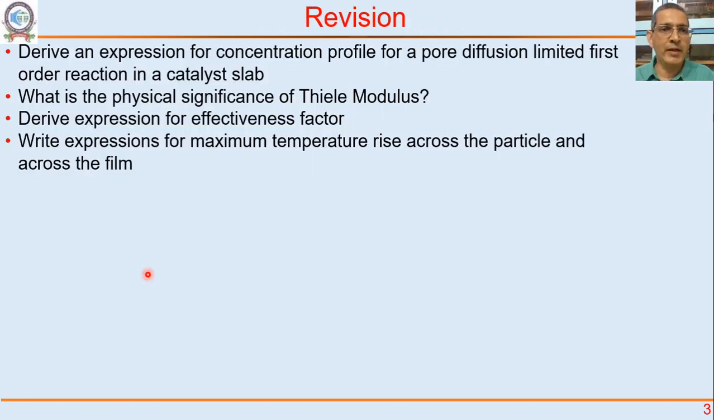Just to help you to revise, these are the things that we have done up to the last class. In the last part of the syllabus, I want you to derive an expression for concentration profile for pore diffusion limited first order reaction in a slab. What is the significance of Thiele modulus? Derive an expression for effectiveness factor. Write expressions for maximum temperature rise across the particle and across the film. If you answer these questions, automatically your revision of the previous lectures will be done, so that you are ready for listening to this lecture.